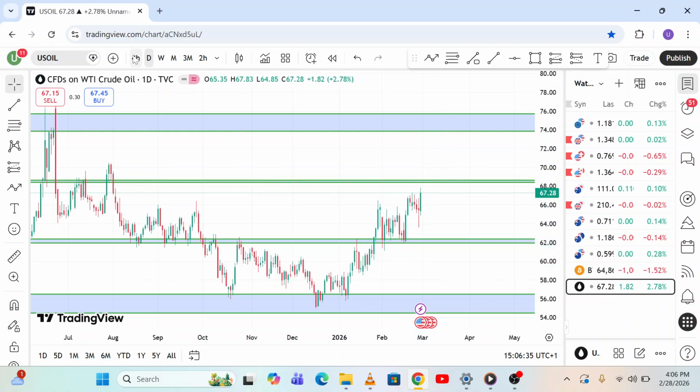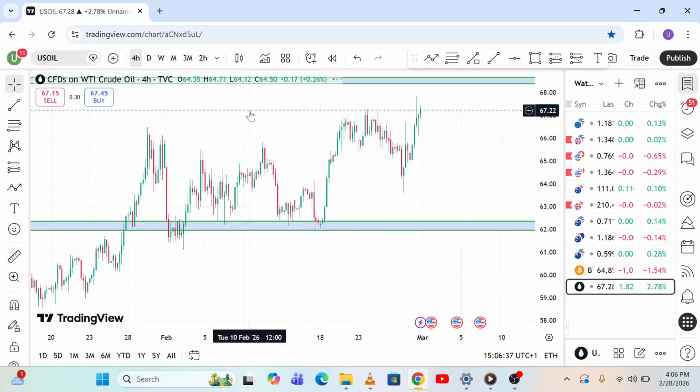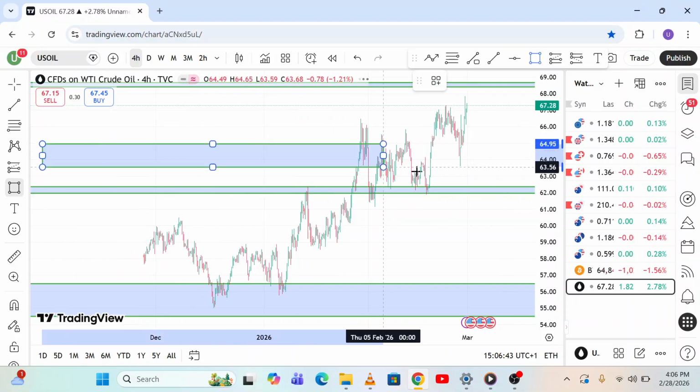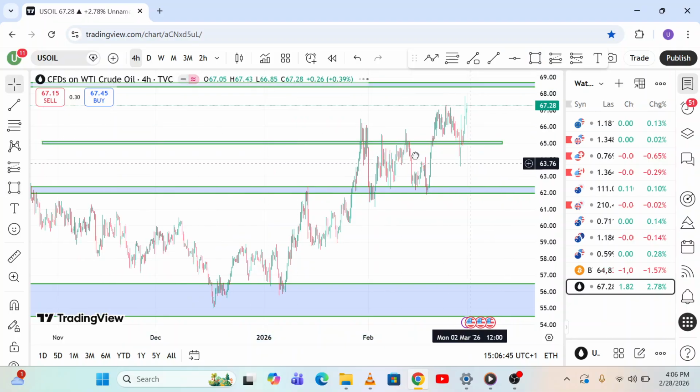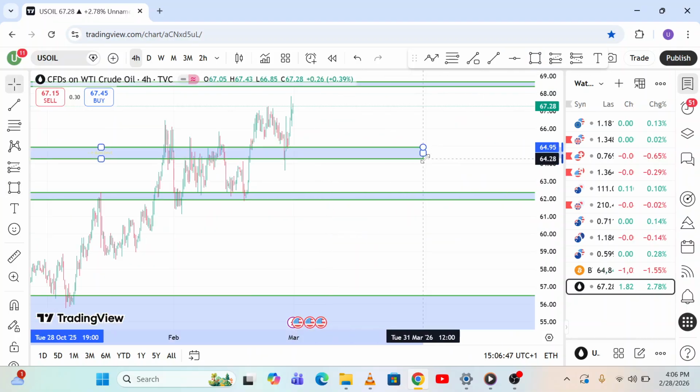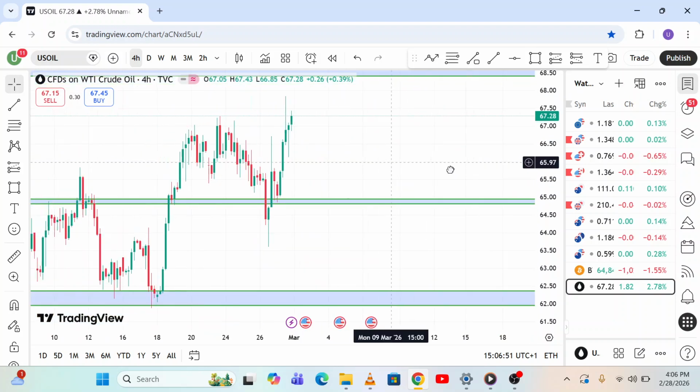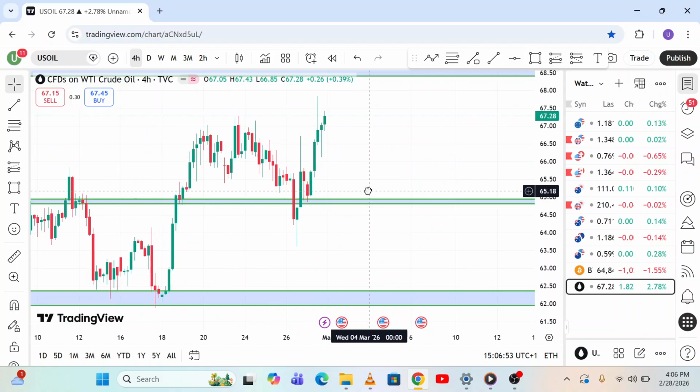Let's go in the 4H to see if we can get an entry, a sniper entry. To the traders who have been active during this week, you see the signal which I have been talking about to be very visible. You see?